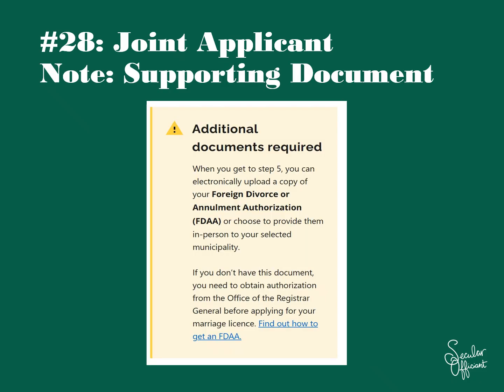A reminder will appear indicating that the following supporting document will need to be provided: a foreign divorce or annulment authorization. If you don't have this document, you will need to get authorization from the Office of the Registrar General.